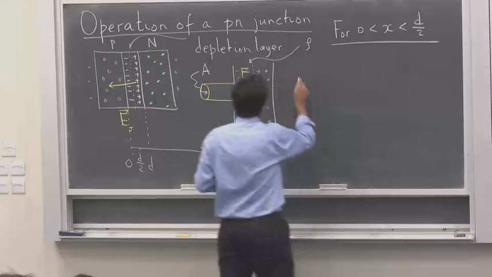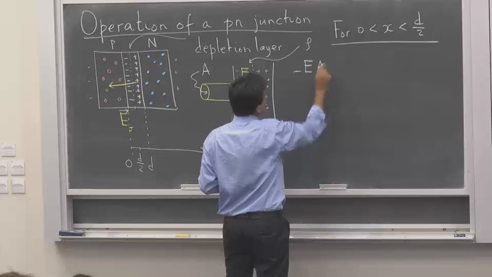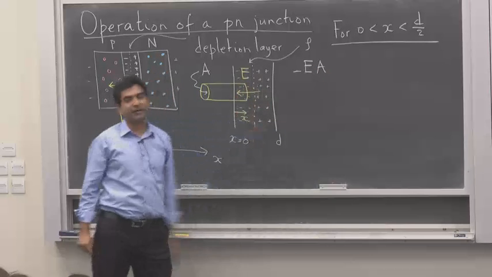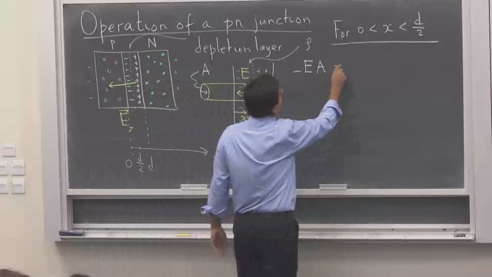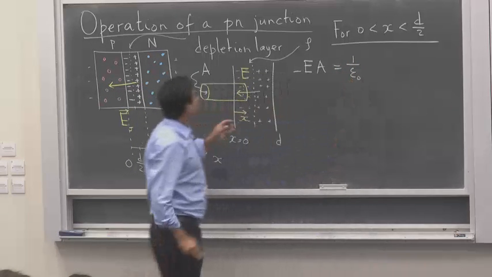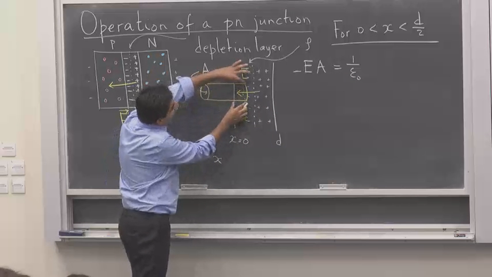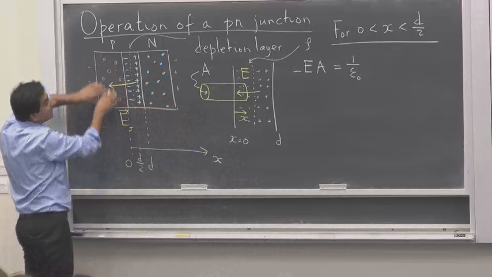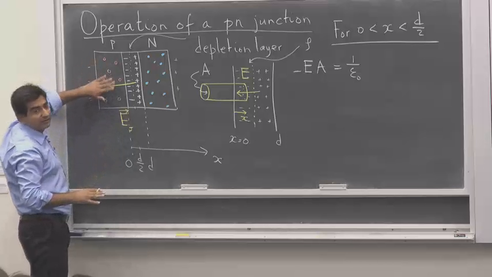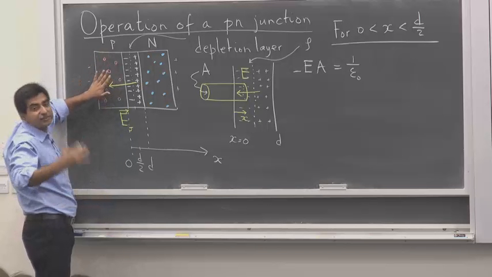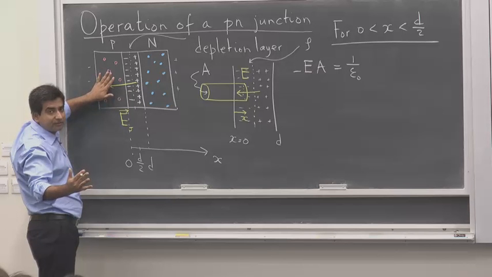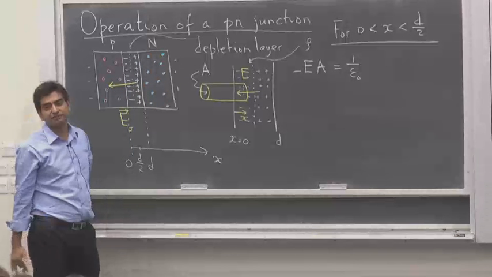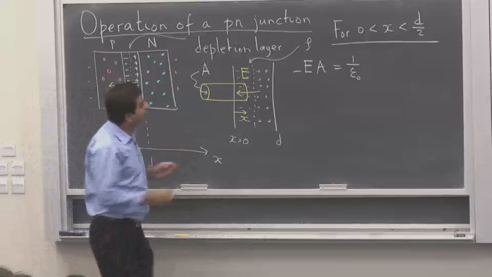From the left-hand side of Gauss's law, we have E times A. The electric field is pointing to the left and the area vector is pointing to the right. So minus EA equals 1 over epsilon naught times the charge that is enclosed inside this region only, because everything else here is neutral. Remember, even though I've drawn positively charged holes here, this region is neutral. This does not mean that this region is positively charged. It just has an excess of positively charged mobile carriers. But this region is neutral. It's only that this depletion region has acquired a charge. It's non-neutral. So there is only charge within this region.